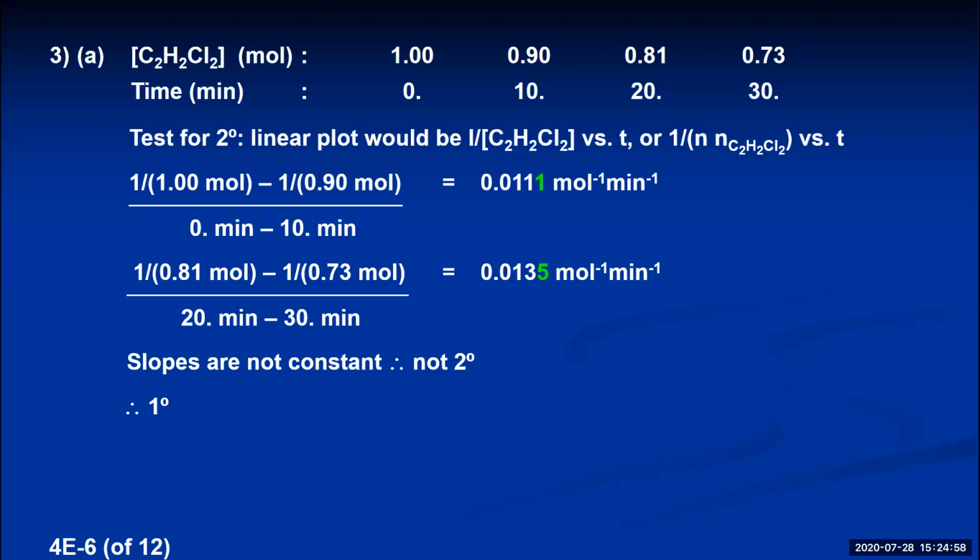B says, predict the quantity of the trans compound after 50 minutes. So now that we know that it's first order, we know an equality statement that's always true for first order kinetics. For this particular reactant, it's the natural log of the concentration of the reactant equals negative kt plus the natural log of the initial concentration of the reactant. So they said predict the quantity of the trans compound after 50 minutes. So how much will we have after 50 minutes?